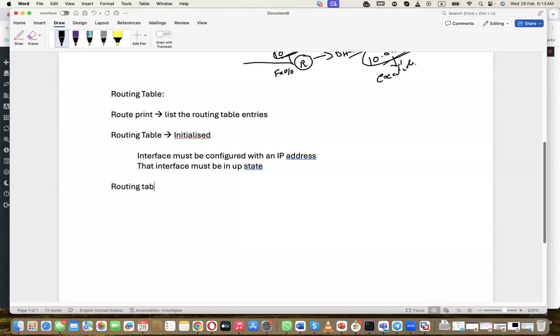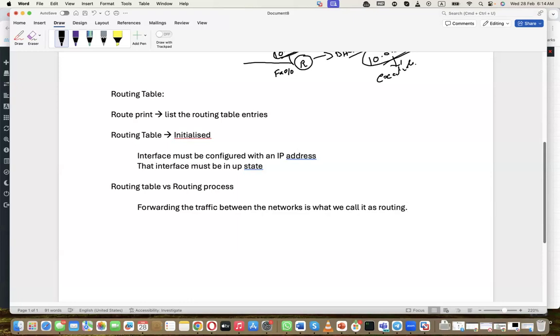The routing table versus a routing process is different. When I say routing table, every device which has an IP address configured for an interface, and the interface is up, will have a routing table. But routing is nothing but forwarding the traffic between the segments or the networks, which is what we call routing.